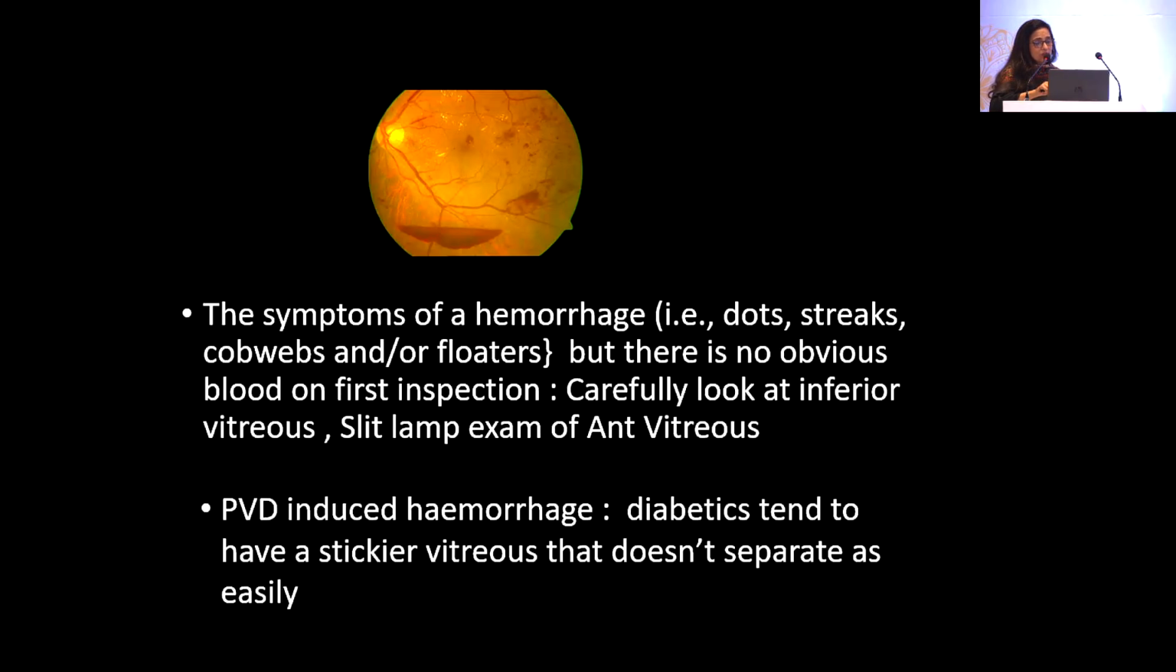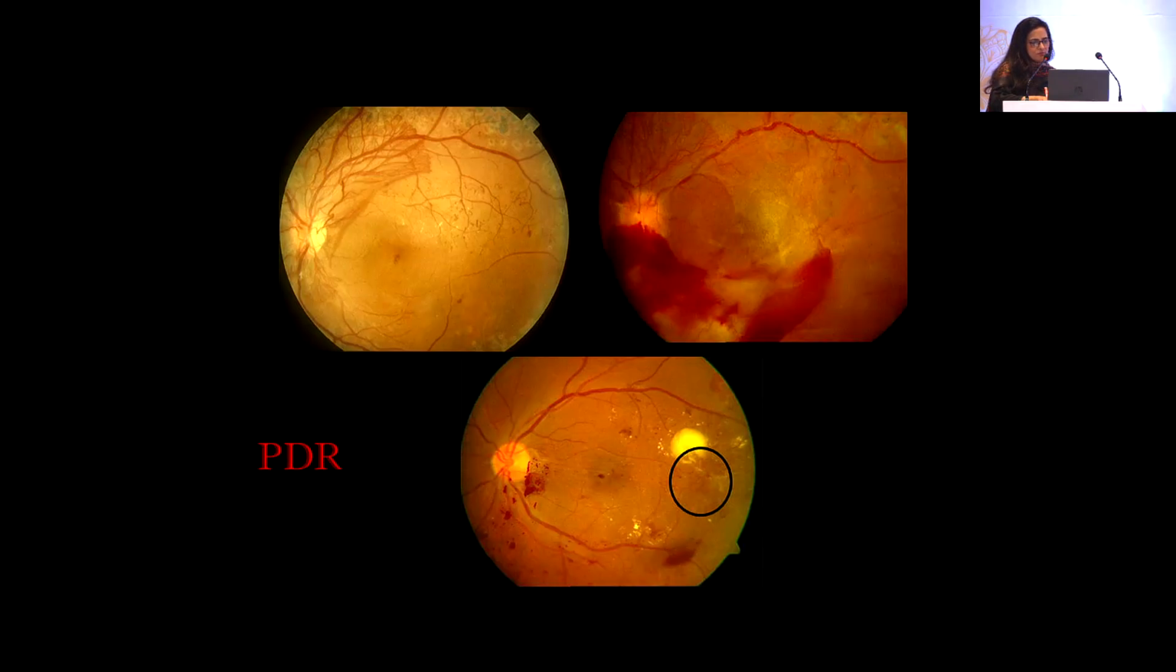hemorrhage, but if you look inferiorly, always examine the inferior quadrant very well, because there you'll see sometimes very subtle hemorrhages. And all hemorrhages in a diabetic do not equal a neovascularization. Many of the diabetics have a PVD, and the vitreous is very sticky in these patients. So PVD can also induce hemorrhages in these diabetics. And not all hemorrhages equal a neovascularization, and you can do an angiography to confirm.